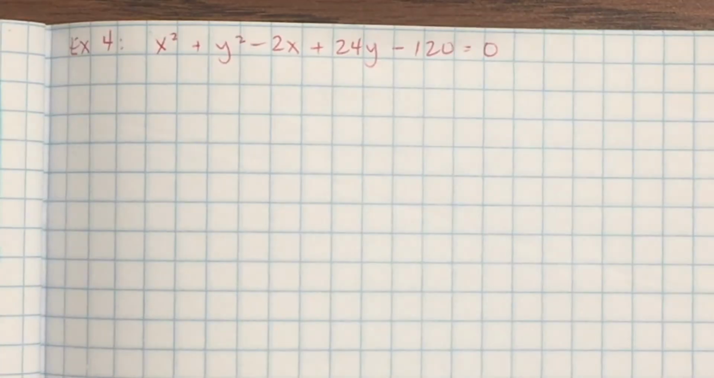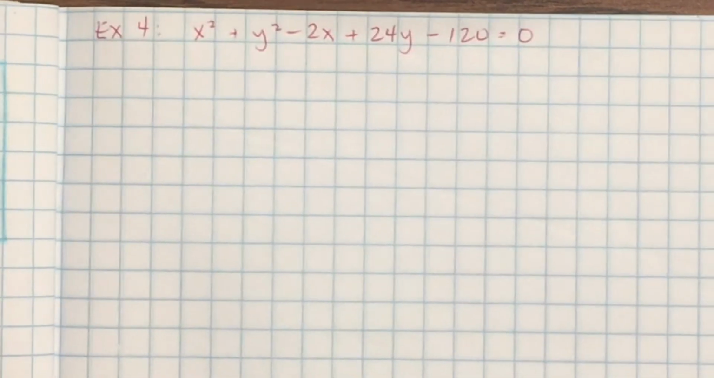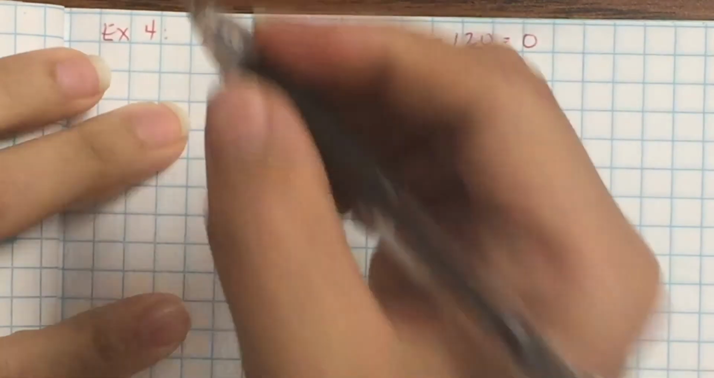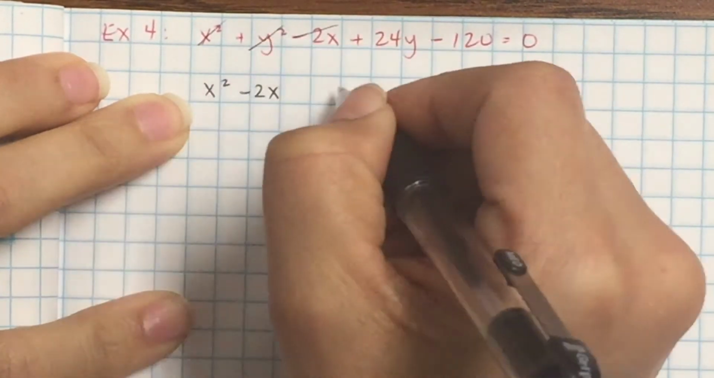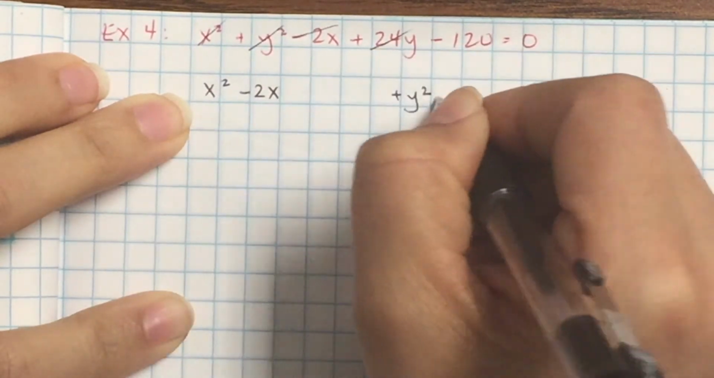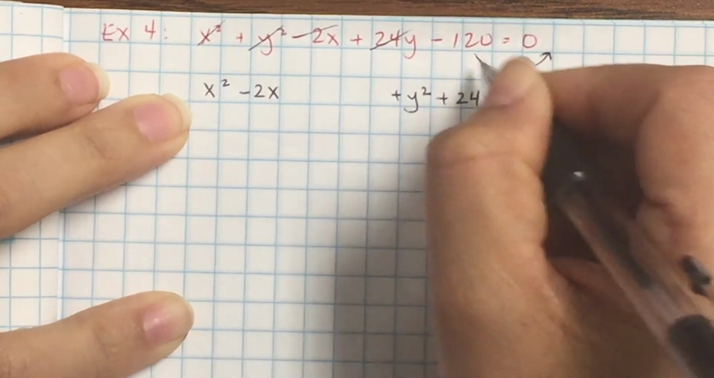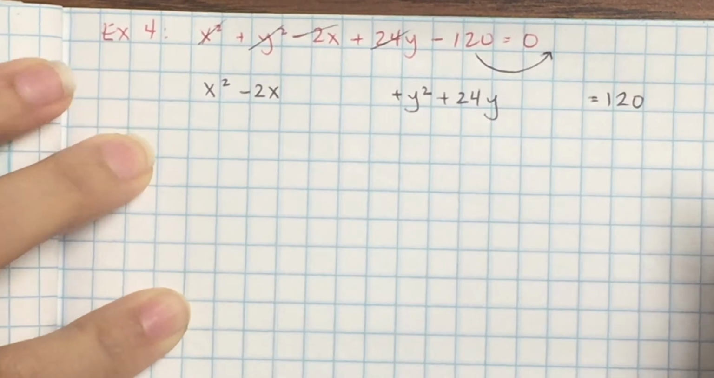This is a listening check. Color in the 0 in 120. So we're doing the same thing over and over again. So again, group the x's together, cross them out as you do it. Leave a space, group the y's together, cross them out as you do it. Take the negative 120 to the other side, becomes positive 120.